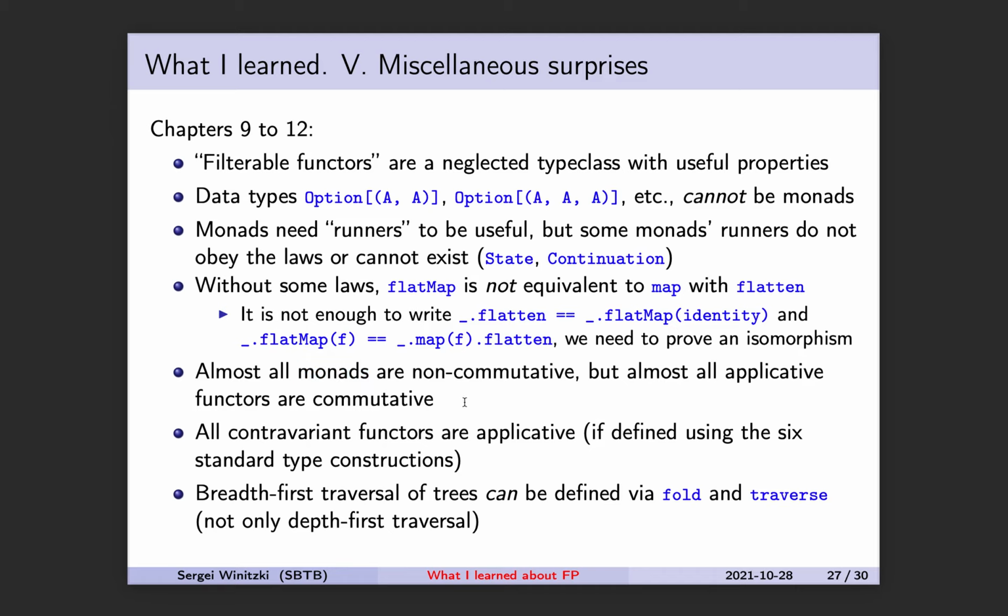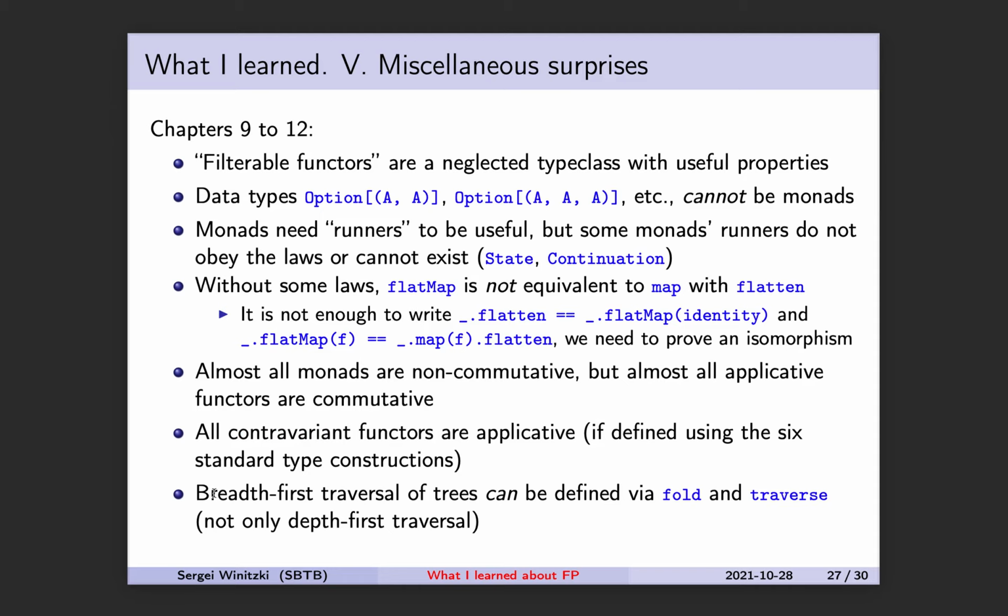The automatic definition of applicative functions like zip and app from monad is almost never useful. That's something I found. Another surprise is that all contravariant functors are applicative. If these contravariant functors are defined using the 6 standard type constructions that I showed before, then it's applicative. All of them. It's very interesting that there aren't any other contravariant functors than applicative.